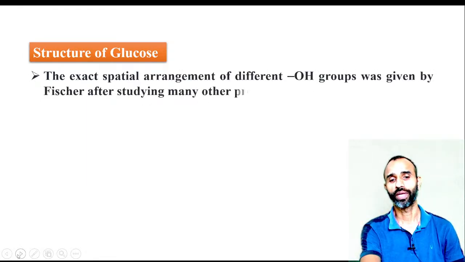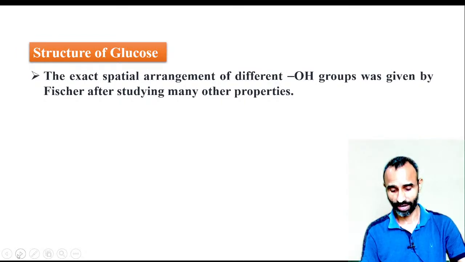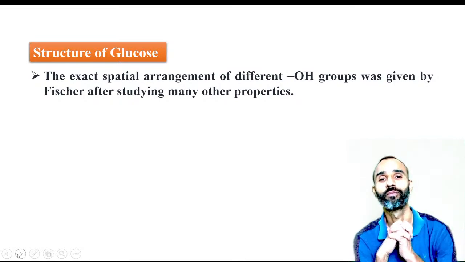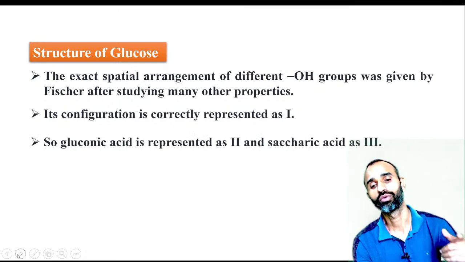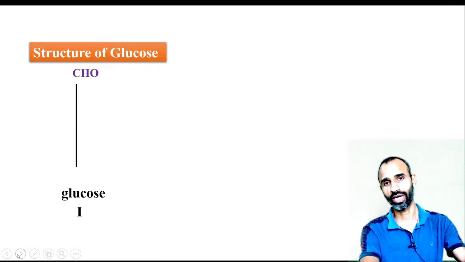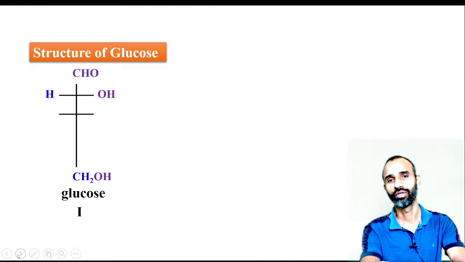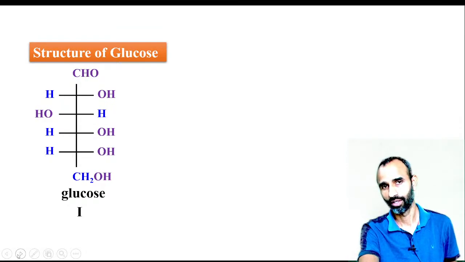So the exact spatial arrangement of the different OH groups we have already discussed, that is, which carbon has OH group on the left side. In glucose, the third carbon has OH on the left side, that you should remember. The configuration can be represented, like gluconic acid and saccharic acid. First glucose: draw a straight line, write CHO at the top, CH2OH at the bottom, and then H on the second carbon, OH is on the right. The third carbon has OH on the left side, and the rest are on the right. That's it. This is the way to write. Just remember that on the third carbon OH is on the left.